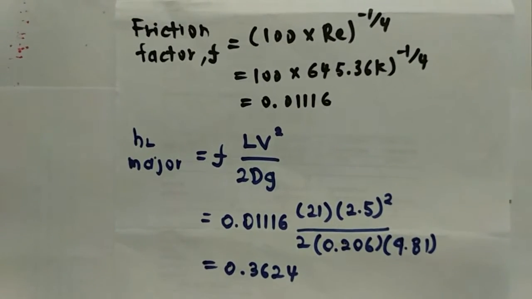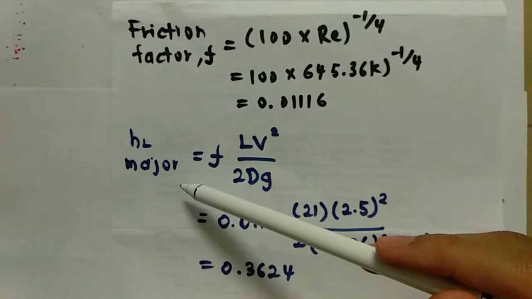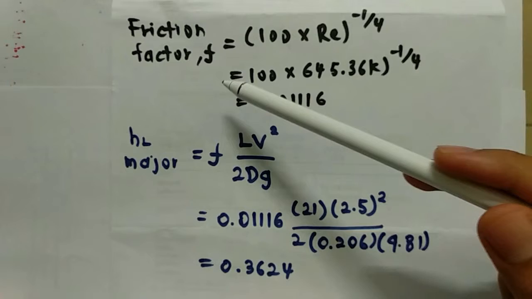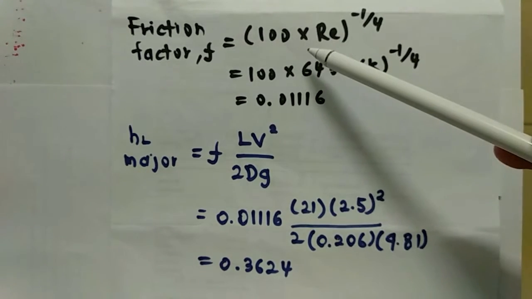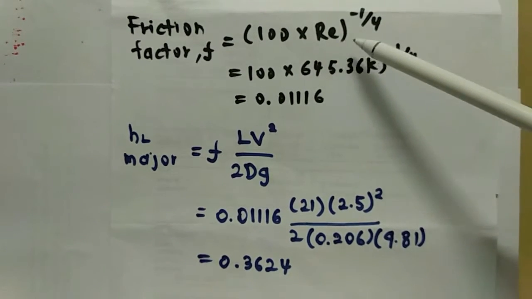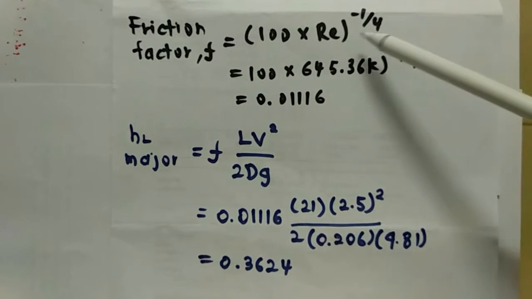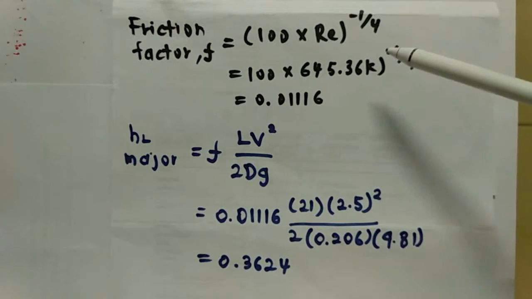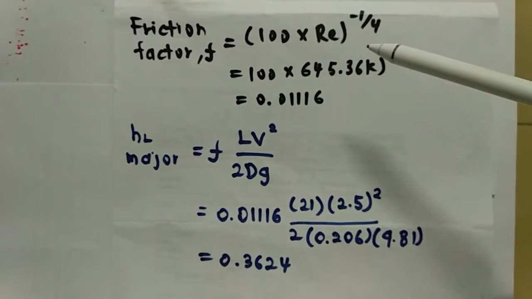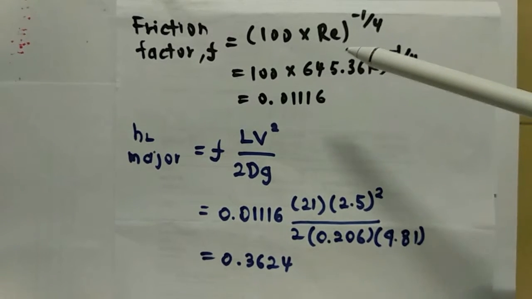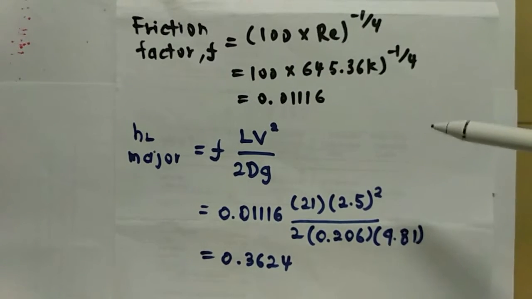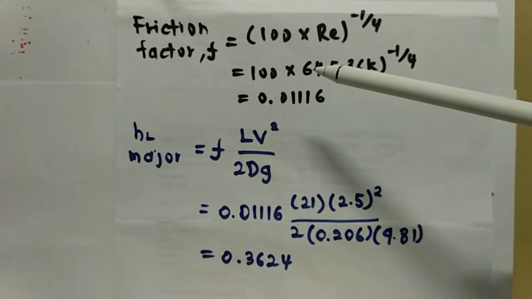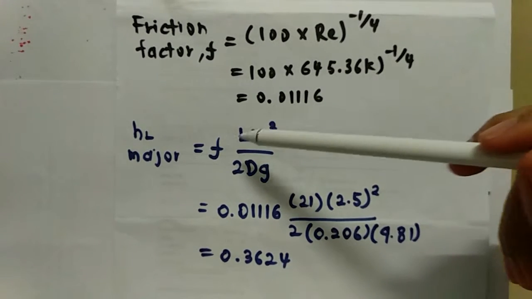Okay, before we calculate the head loss major, we need to find the friction factor f first. The friction factor is equal to 0.316 times the Reynolds number to the power of -1/4. This formula is for the turbulent condition. For the laminar condition, for the friction factor, we use the formula 64/Re.